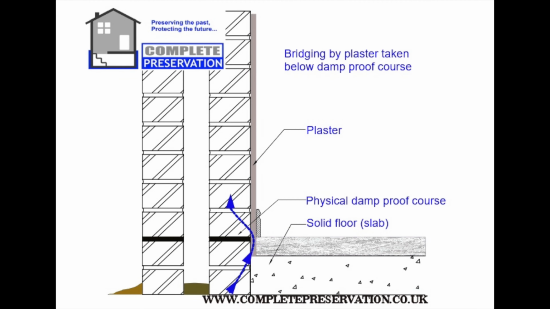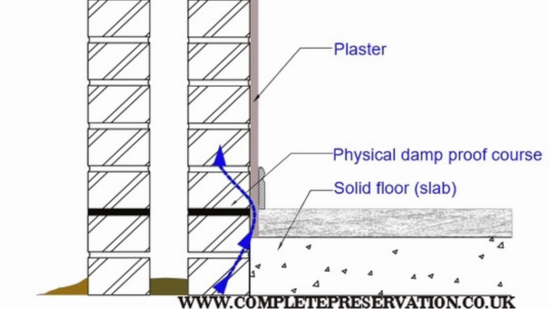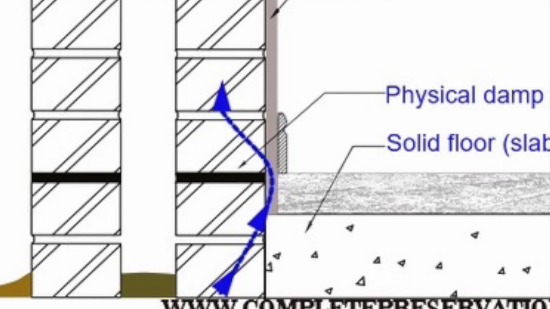So in this one here you can see the plastering has been taken down past the damp-proof course. This is probably one of the commonest ones I see, and you can see the blue line there showing the moisture where it's rising and just bypassing and bridging a damp-proof course.